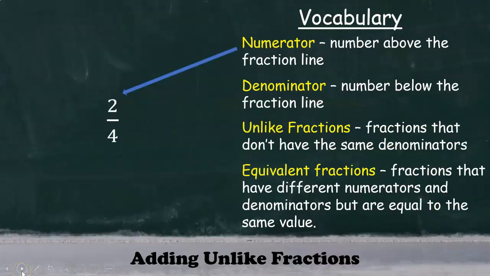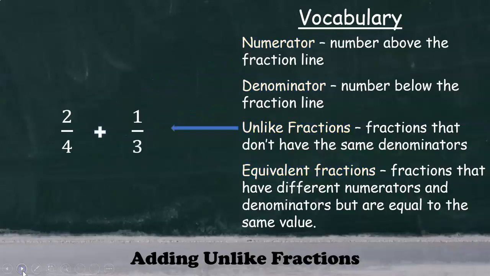For example, we have the numerator, which is the number above the fraction line. The denominator is the number below the fraction line, and we have unlike fractions. Those are fractions that don't share the same denominator. And we have equivalent fractions, fractions that have different numerators and denominators, but are equal to the same value.